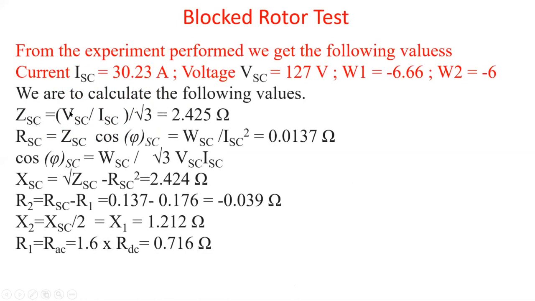So with these readings, now you can calculate the following values. ZSC you can calculate by taking the ratio of VSC and ISC by root 3. VSC and ISC are this 127 and 30.23. Substitute the values, you will get this value of ZSC. Then the value of RSC, you can calculate it from ZSC cos phi SC, or this RSC is equal to WSC divided by ISC square. So these readings you can take and find out the value of RSC, cos phi SC, then XSC you can calculate, R2 you can calculate, X2 you can calculate and R1 you can calculate. So all these parameter values you can calculate using the block rotor test.